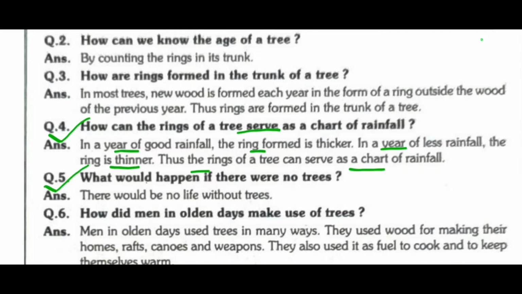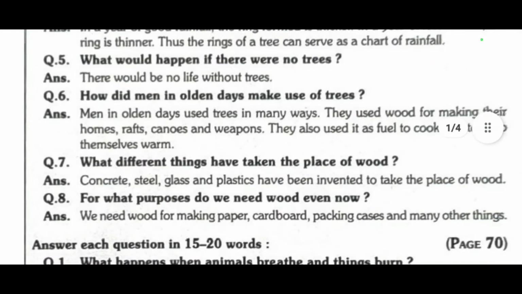Then question number 5, what would happen if there were no trees? There would be no life without trees. We all know this. How did men in olden days make use of trees? Men in olden days used trees in many ways. They used wood for making their homes, rafts, canoes, and weapons. They also used it as fuel to cook and to keep themselves warm.